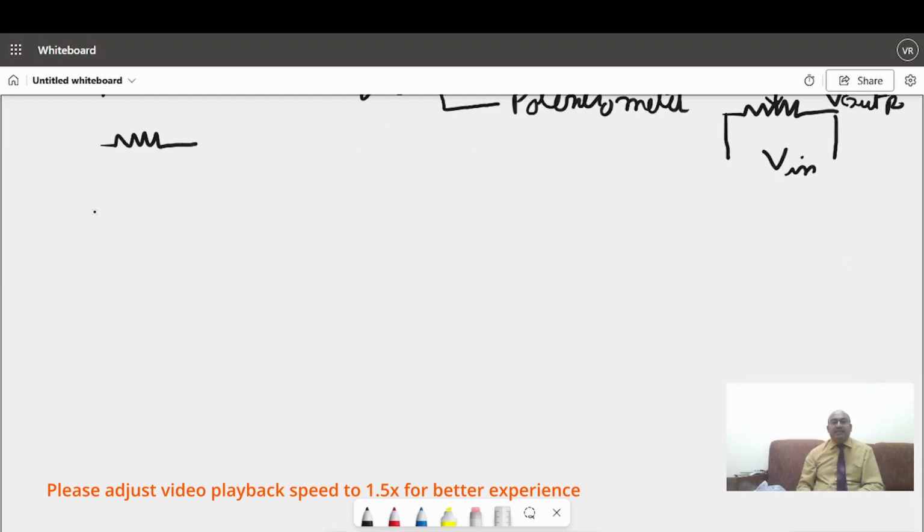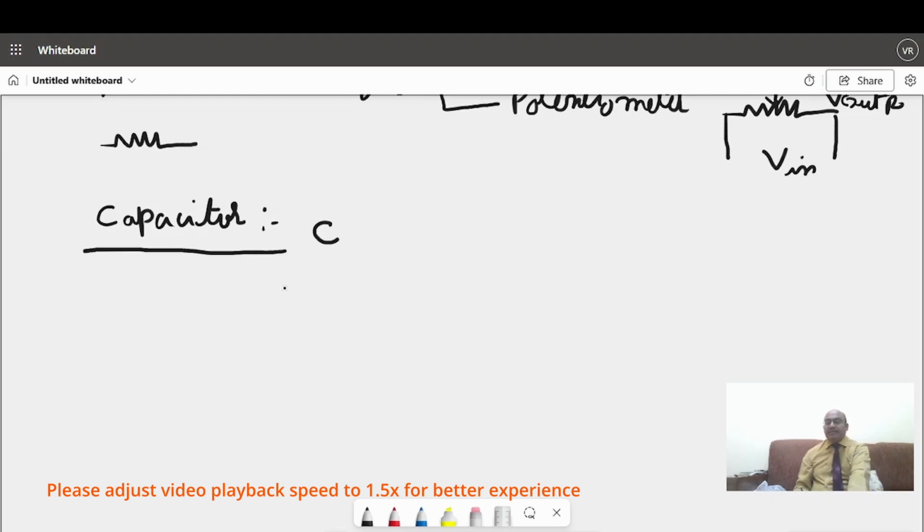Next one is the capacitor. The symbolic representation is C. The element constructed simply of two conducting surfaces separated by an air gap is called the capacitor. Two plates of equal size. If one is bigger than the other, it indicates a battery. The same size of plates is called a capacitor. The higher the capacitance of a capacitor, the greater the amount of charge stored on the plates for the same applied voltage.